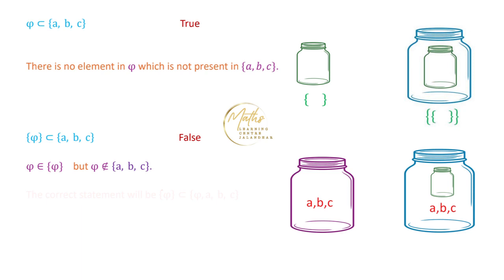We are going to write that we have a set which contains the element phi. It has an empty set in it. Further, it has the elements A, B, and C in it. So we are saying the correct statement corresponding to it will be that the set phi is a subset of this set, which contains the element phi and the elements A, B, and C.